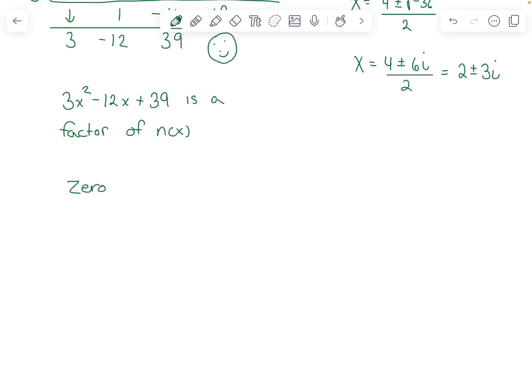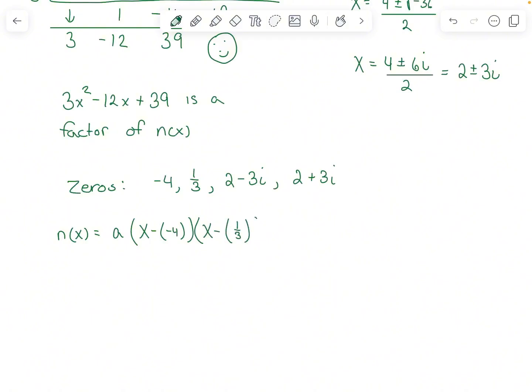So the zeros of n of x are -4, 1/3, 2 minus 3i, and 2 plus 3i. And I'm going to use these zeros to completely factor n of x. So we have n of x is equal to some coefficient a times x minus -4, times x minus 1/3, times x minus (2 minus 3i), times x minus (2 plus 3i).